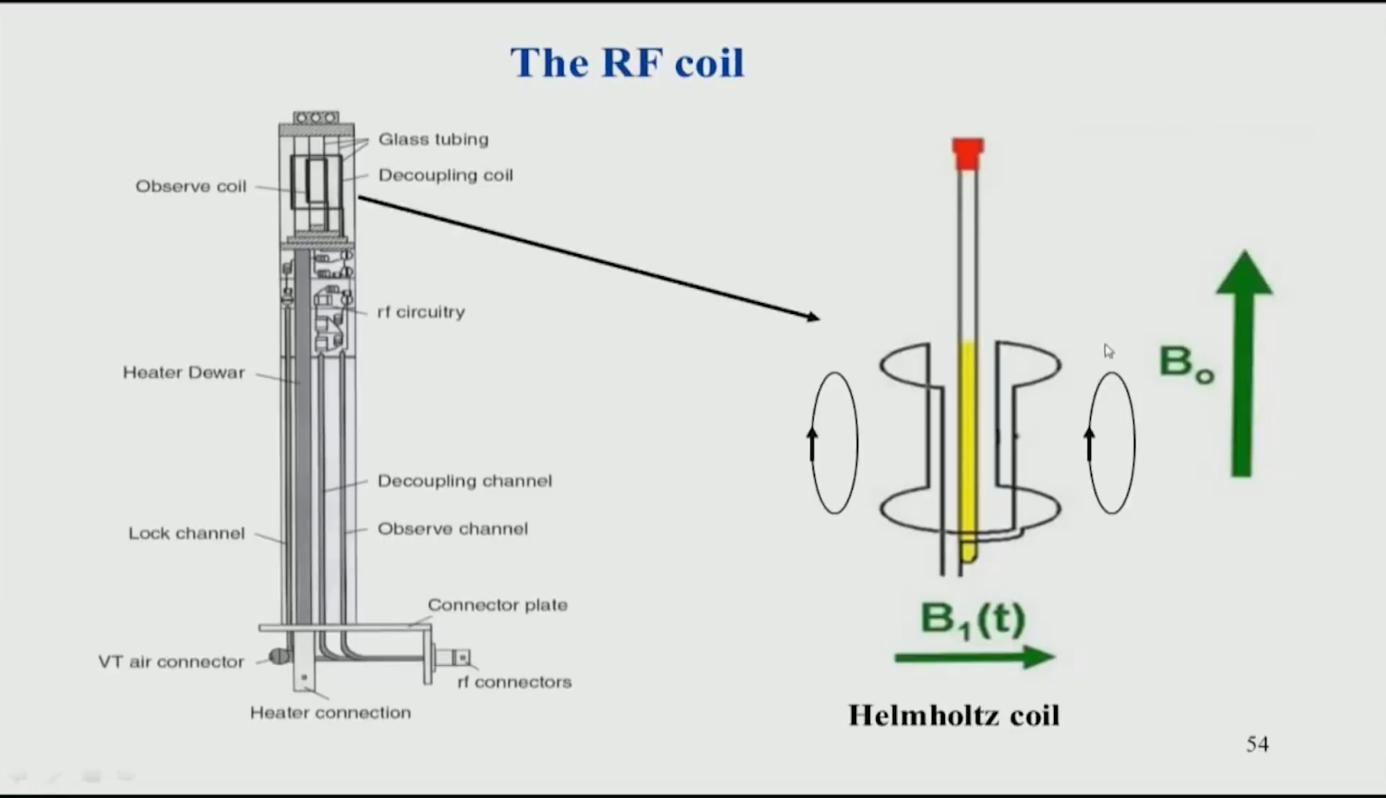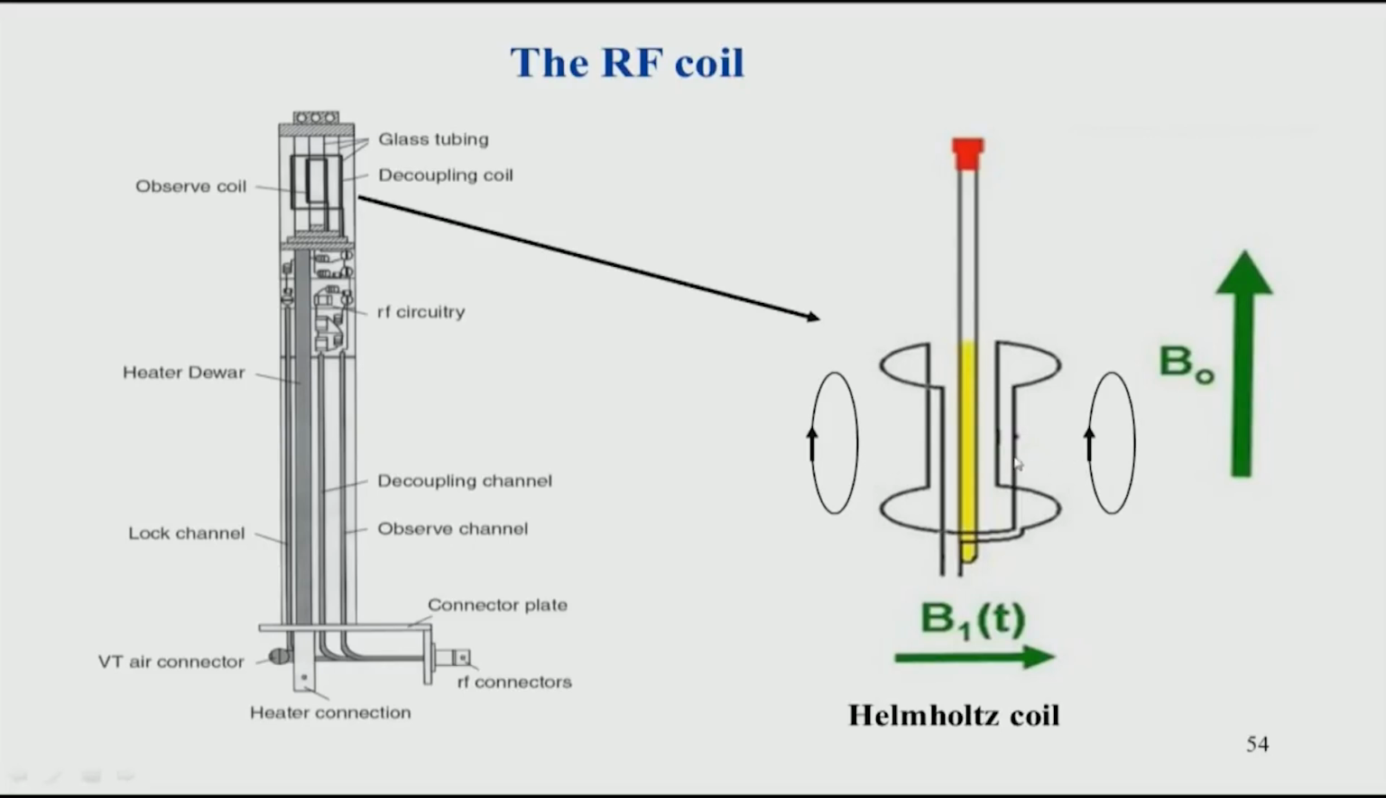So, this is the picture of a coil. This is the Helmholtz coil. You can see how the coil is built and the sample is sitting in the center. That is how we insert the sample, and the effective volume of the sample is shown here. And this transmits the current in the perpendicular direction.